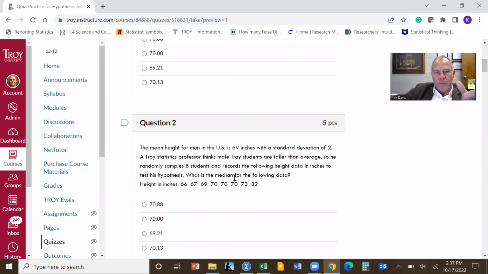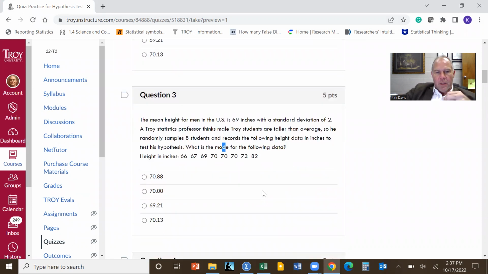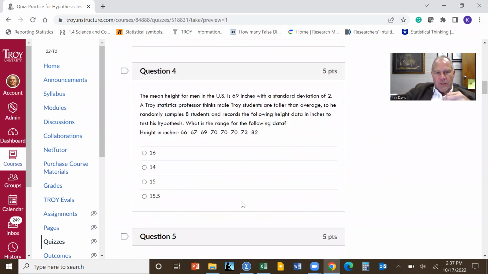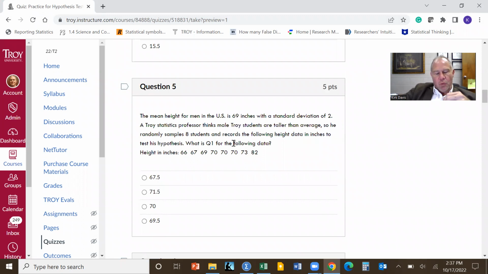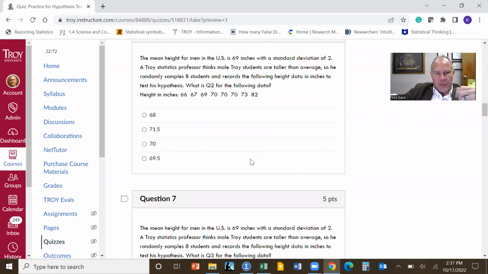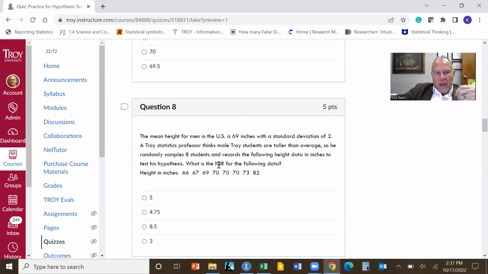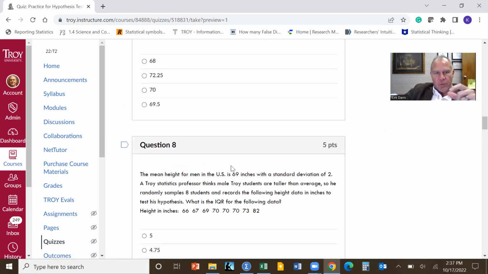So the mean, the median, the mode, the range, Q1, which is the first quartile, Q2, which is the second quartile, which is always the median, it's the 50th percentile, Q3, which is the third quartile, the IQR, which is the interquartile range, which is just Q3 minus Q1. It's the range for the middle 50% of the data rather than all of your data.